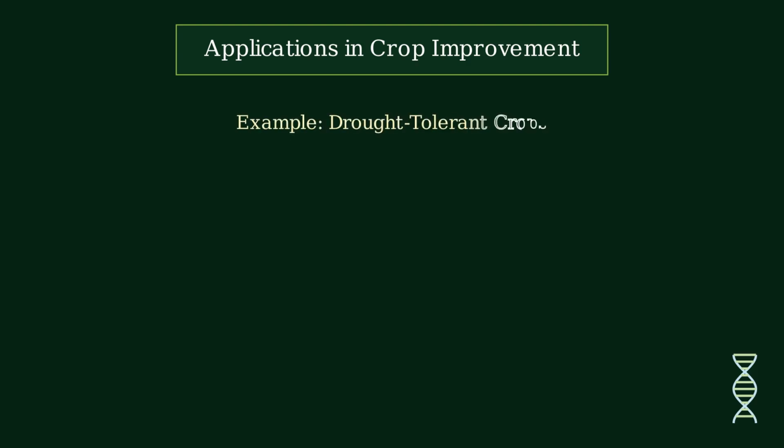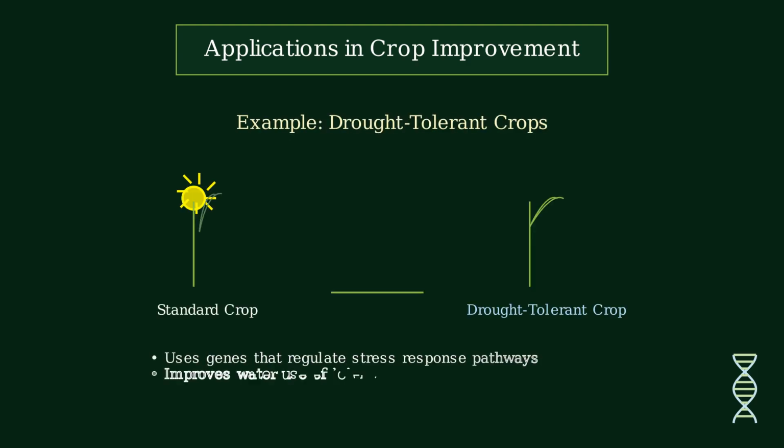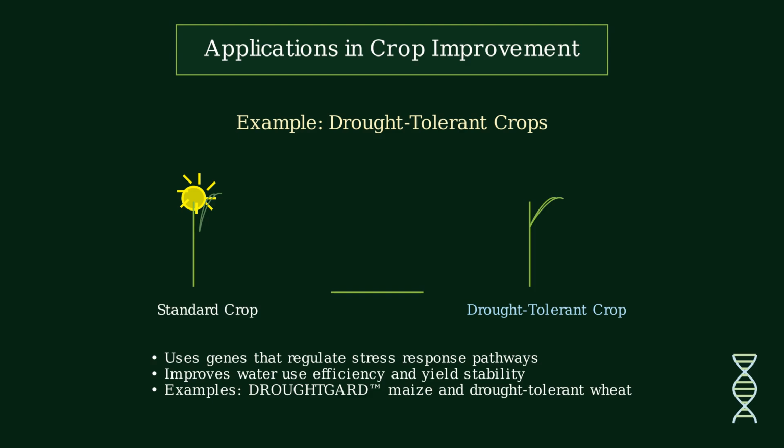Drought-tolerant crops use genes that regulate stress response pathways to improve water use efficiency and yield stability. Commercial examples include drought-guard maize, which maintains yields with 30 to 50% less water, and experimental drought-tolerant wheat varieties being developed for arid regions.